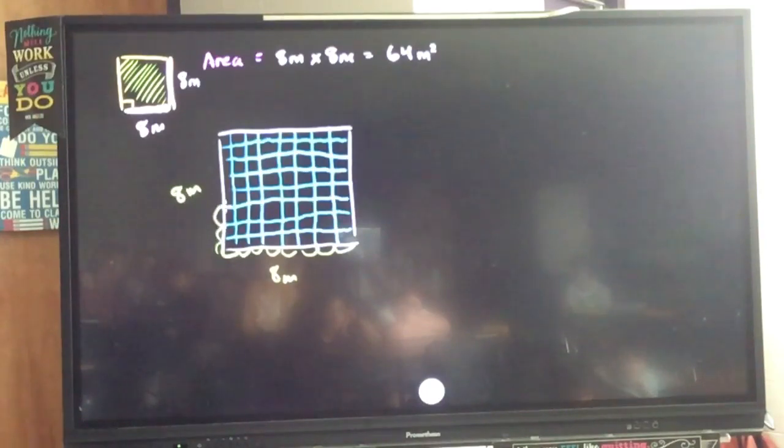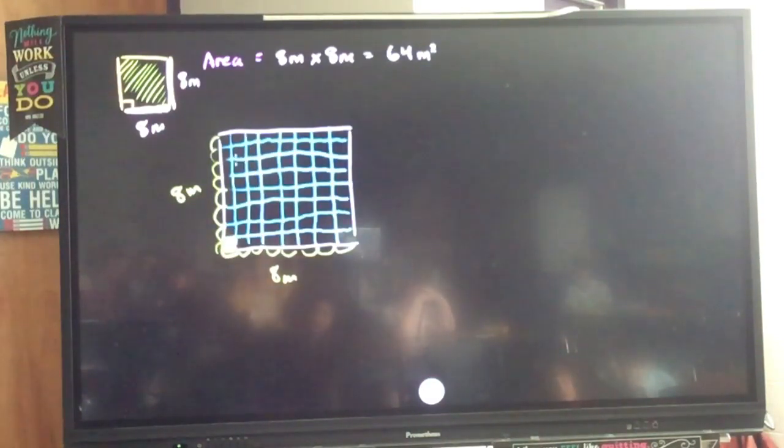1, 2, 3, 4, 5, 6, 7, 8 meters. So when we're talking about 64 square meters, we're literally counting each of the square meters. A square meter is a two-dimensional measurement. That's 1 meter on each side. That's 1 meter, that's 1 meter. So what I'm shading here in yellow is 1 square meter.